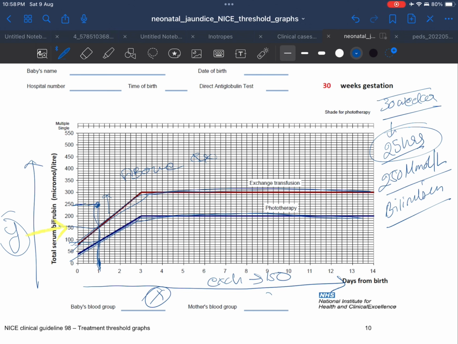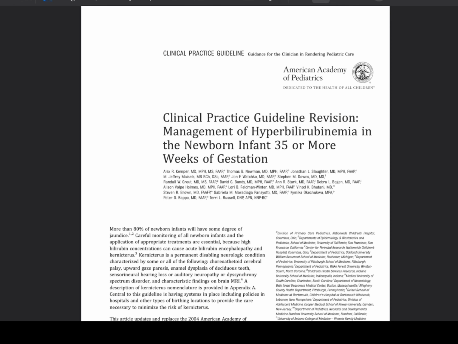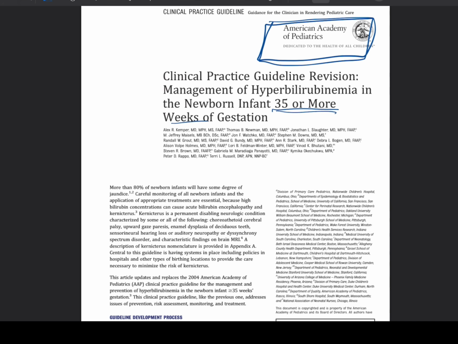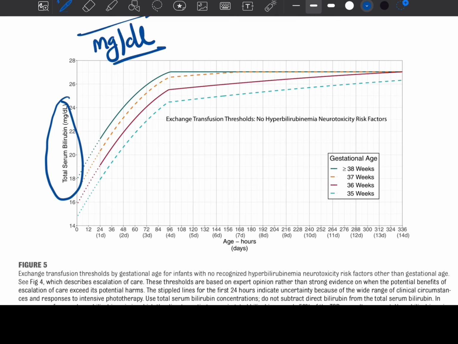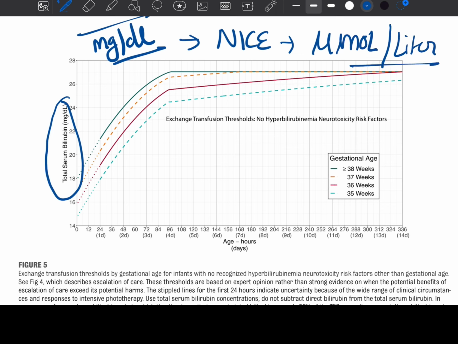Now, if you compare it with the other guideline, which is the American Academy of Pediatrics, which starts with 35 weeks or more, you will notice the difference is that the serum value is in milligram per deciliter. In India, we mostly follow the AAP, not the NICE guidelines, though some follow the NICE guidelines. In the NICE guideline, the value is in micromole per liter, whereas the American Academy of Pediatrics uses milligram per deciliter. So the biggest question comes: how do you change the value from micromole per liter to milligram per deciliter?